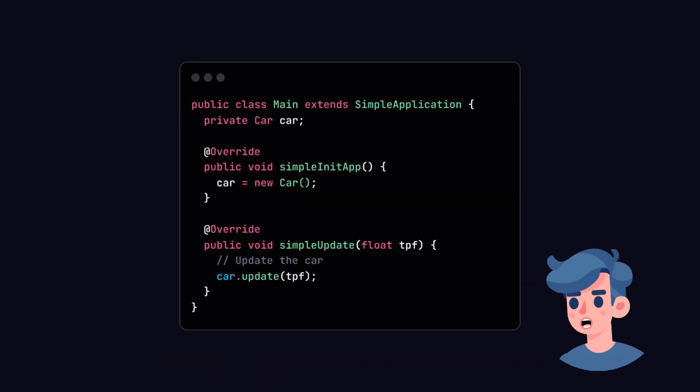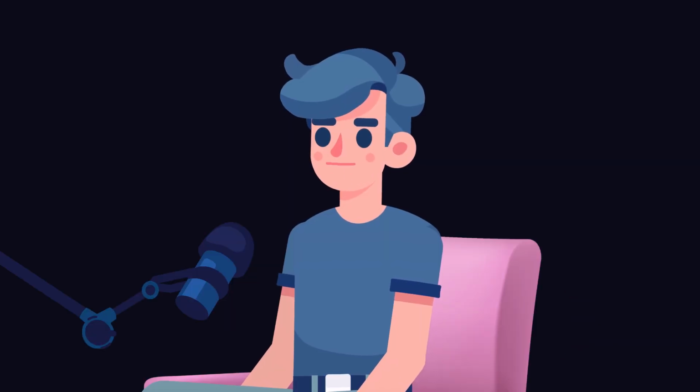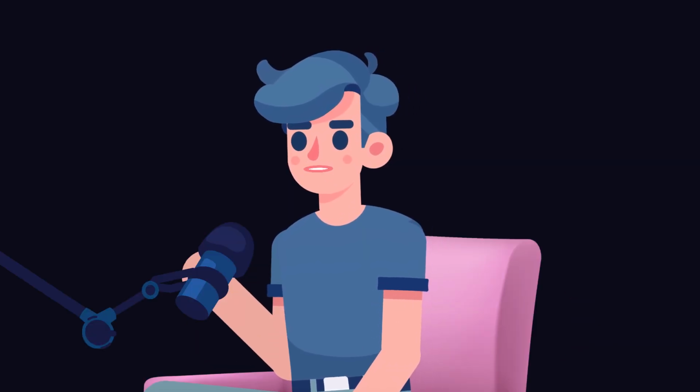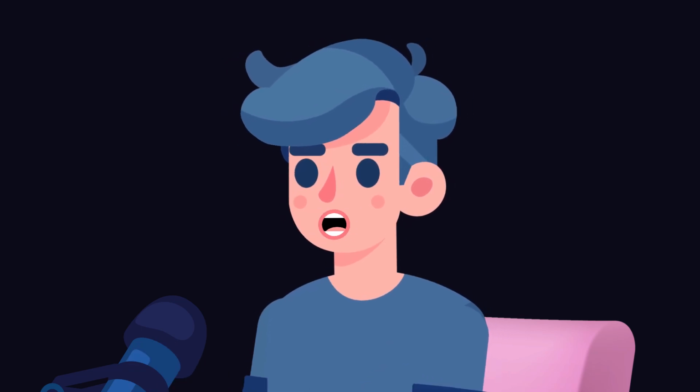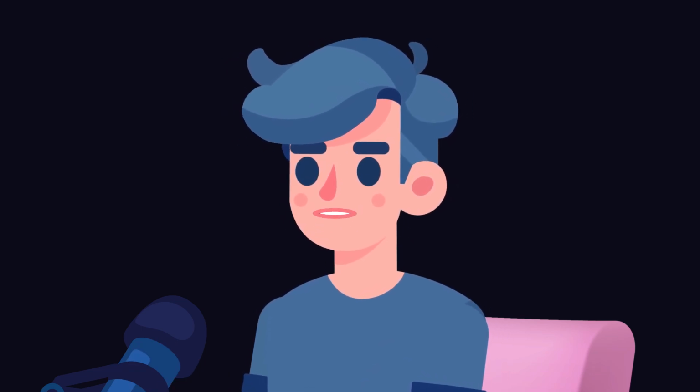To demonstrate our car's mechanics, we'll integrate these physics updates into the game loop. This means updating the car's state every frame. Let's browse to the main application class. In the simple init app method, we create an instance of our car class. In the simple update method, we call the car's update method to apply our physics calculations every frame.